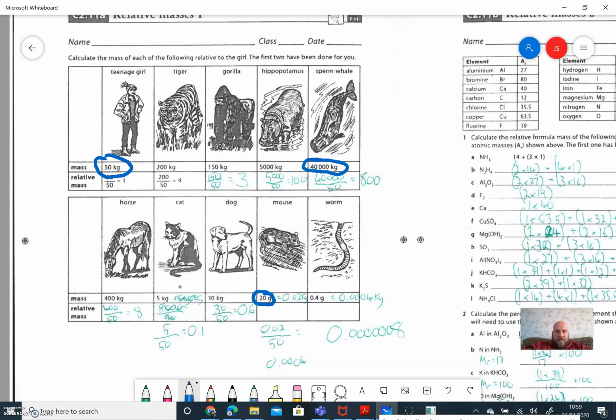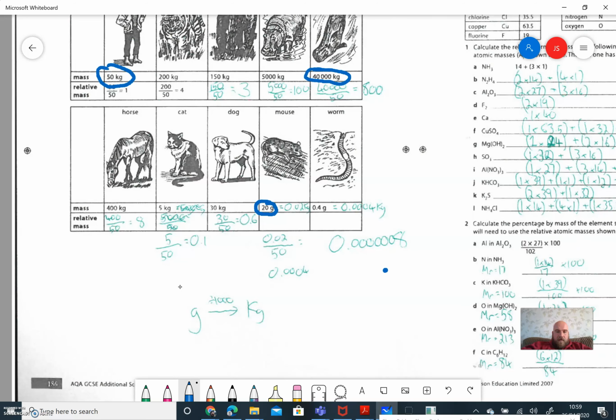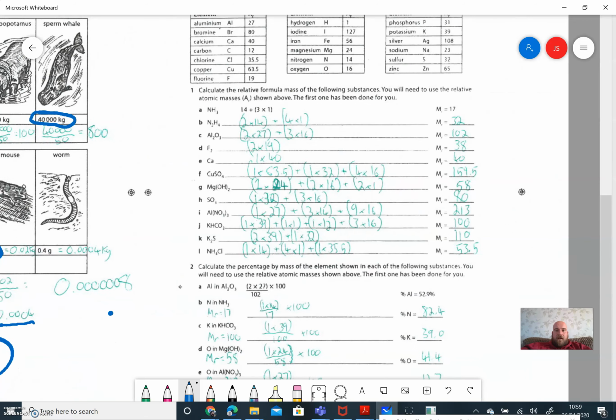So this worm weighs 20 grams, which is not in kilograms. So you can see the first thing I did, I converted it from grams into kilograms. So how did you do that? Well, if I just zoom out a bit here, grams into kilograms, you divide by 1,000. So I did 20 divided by 1,000 to get 0.025. Then I divided that by 0.02. Then I divided that by 50 and it gave me 0.004. Again, that's not really an important skill for you to be able to use moving forward.